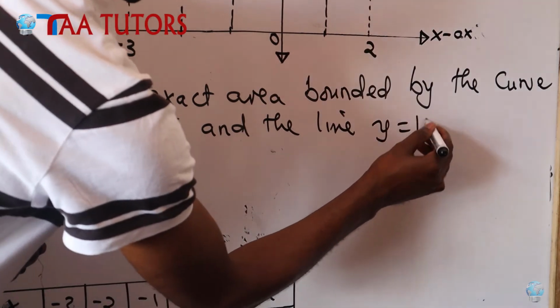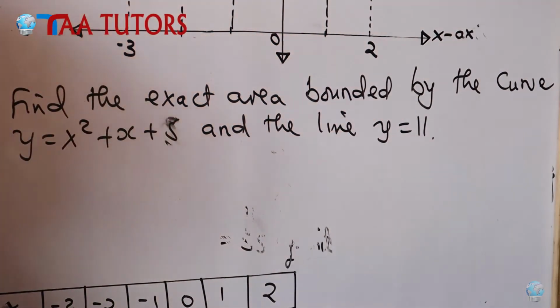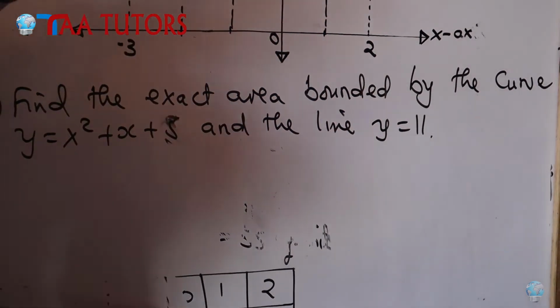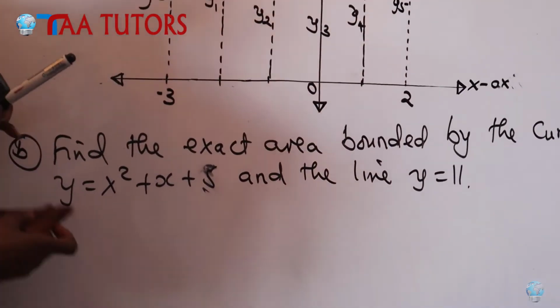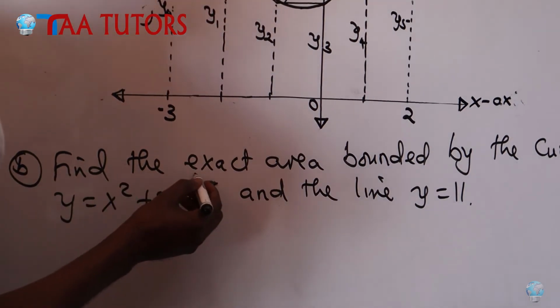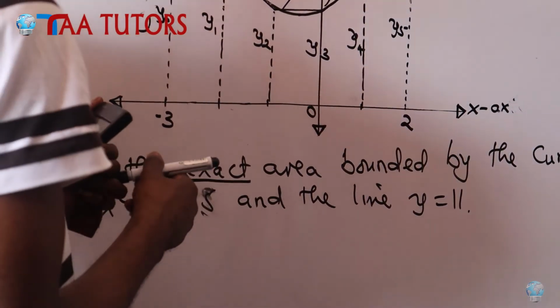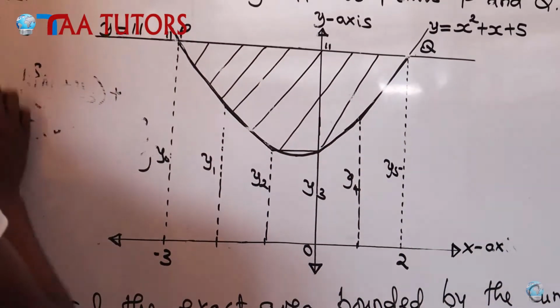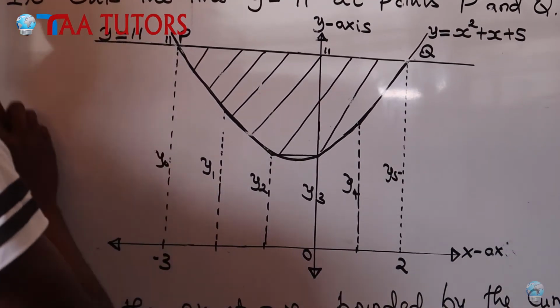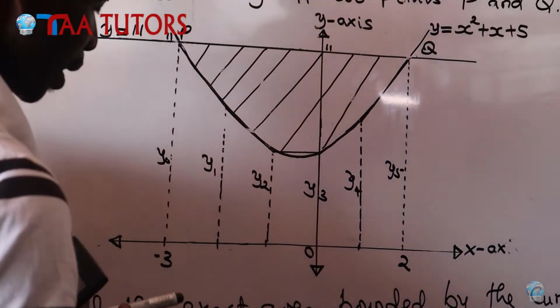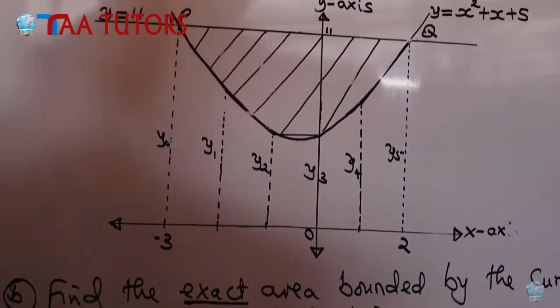y equals 11. So viewers, when you see a question like this where you are asked to determine the area bounded by the curve, the exact area, the word here is exact. When you hear the word exact, it's pointing you towards integration, because only integration can be used to get the exact area under the curve. So in this case, we are going to use integration.